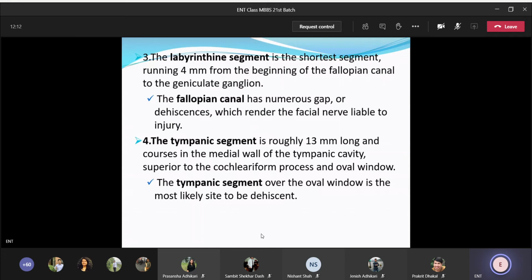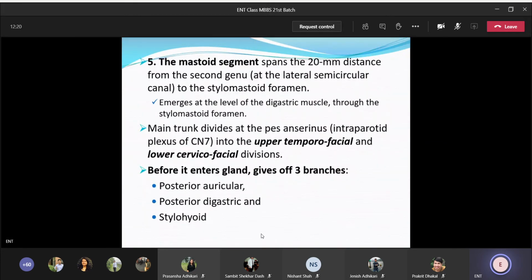The mastoid segment spans around 20 millimeter, from the second genu to the stylomastoid foramen, until the facial nerve arises out from the stylomastoid foramen. The mastoid segment is around 20 millimeter. It emerges at the level of the digastric muscle through the stylomastoid foramen. So it comes out from the stylomastoid foramen.